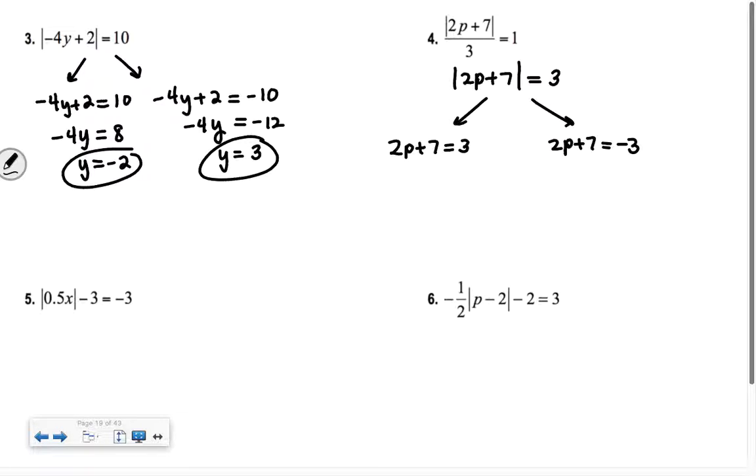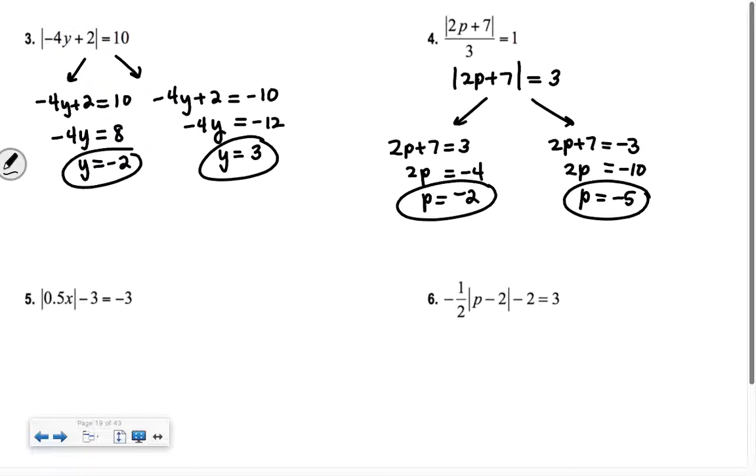All right, so I'm going to subtract the 7 over, so I get negative 4. And I divide by 2, so I get negative 2. I'm going to subtract the 7 over, so I get negative 10. I divide by 2, so I get p equals negative 5. Both of those are your answers. Okay, and you can always check. You can go back in. It will work out.